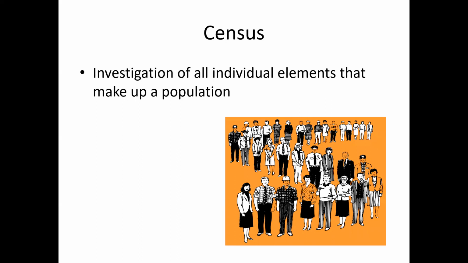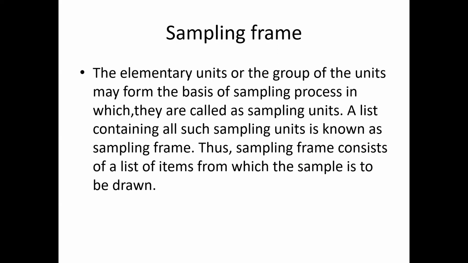We were saying census survey: when we investigate all the individual elements, or the population elements, existing in that population, that particular survey is called a census. And sampling frame: we are going to have individual respondents in our whole population, and we try to make a list of that. All the list of those sampling units, or I should say the population elements, when we make that list, that is called the sampling frame.